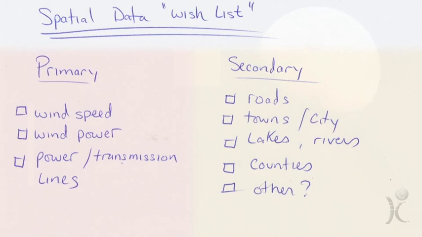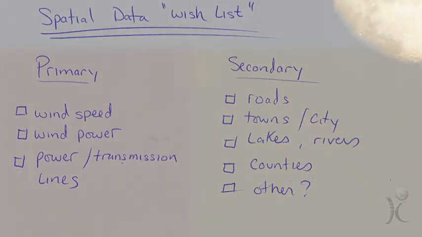In terms of a figure ground model, the figures would be the wind speed and the power lines, the primary figures of our map, and the background would be supplementary information, including roads, place names, including towns, cities, rivers, lakes. We also need to reveal the extent of the project area, or specifically the county, namely Pondera County.